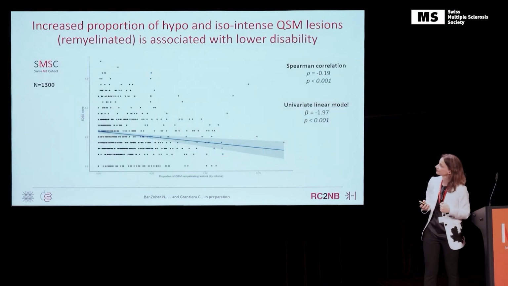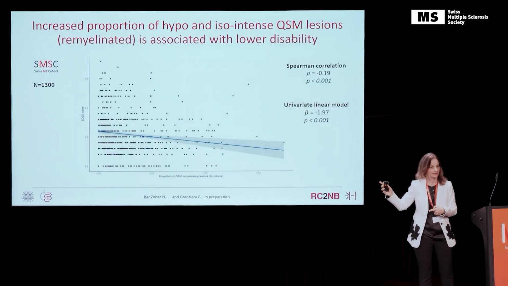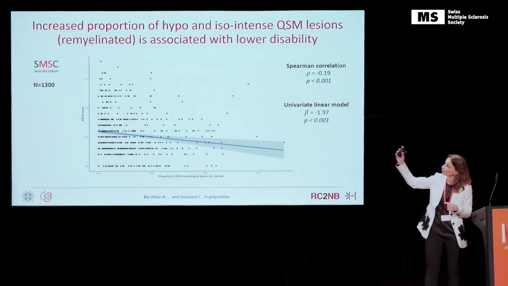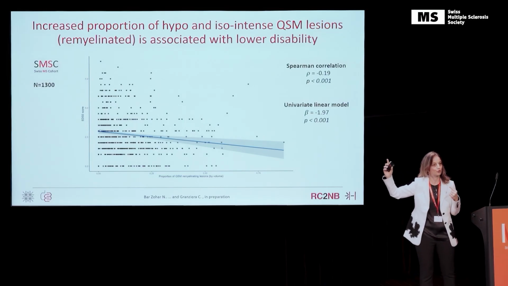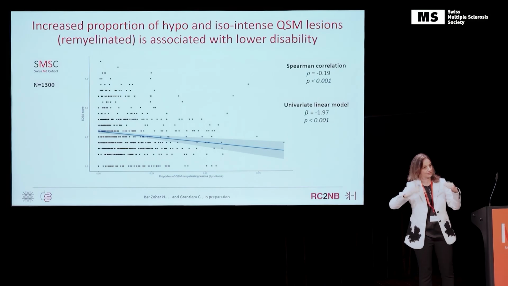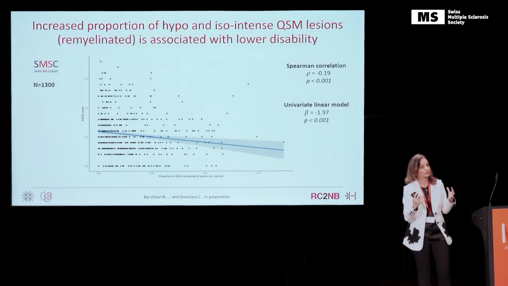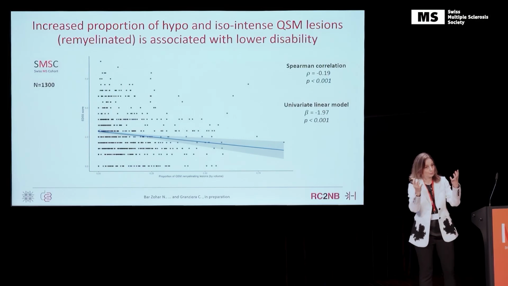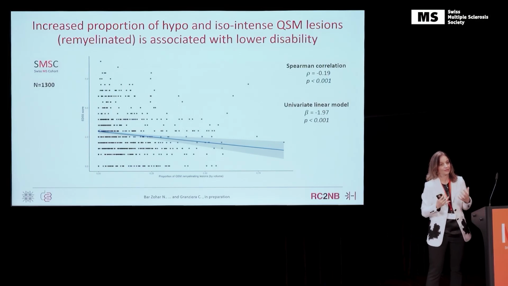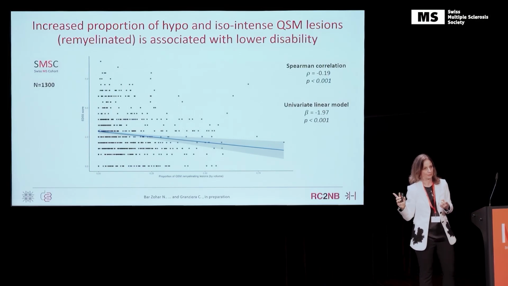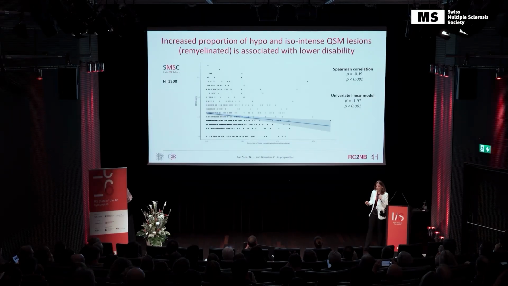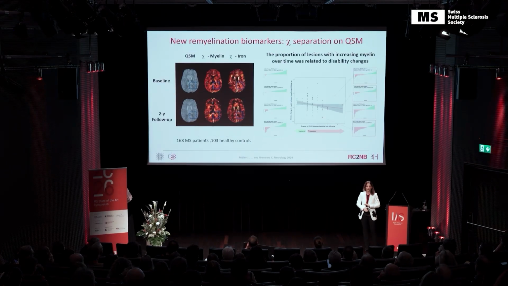And look at this. This came in last night, unpublished data from the SMSC. There seems to be a correlation between the proportion of these lesions over the total lesions, so how many lesions remyelinated, and EDSS. So the higher the proportion of this lesion, the higher the repair activity based on this biomarker, the lower the EDSS. Makes sense.